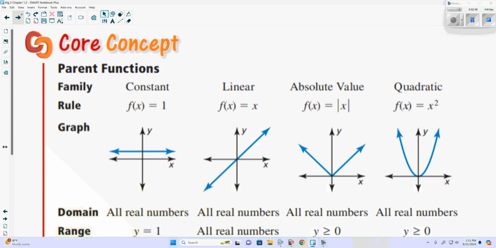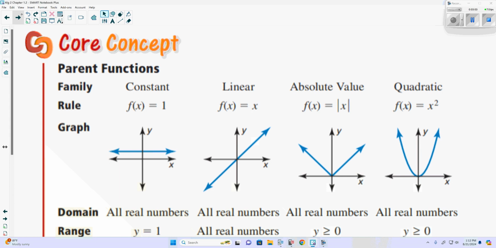Questions on this so far? Now there are more than just 4. Because cubic, x to the third, does have a parent function. We're not going to look at it here. 1 over x is a parent function, but we're not going to look at it. So there are others. There's more of them than just these 4. But for us, these are the 4, well, really 3.